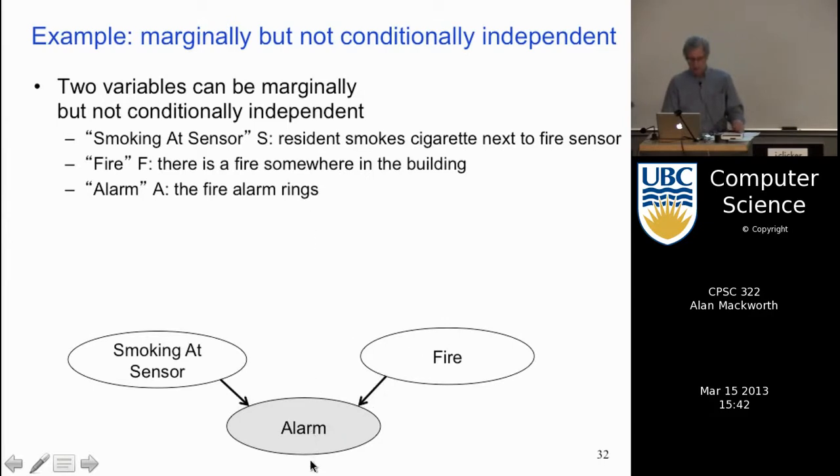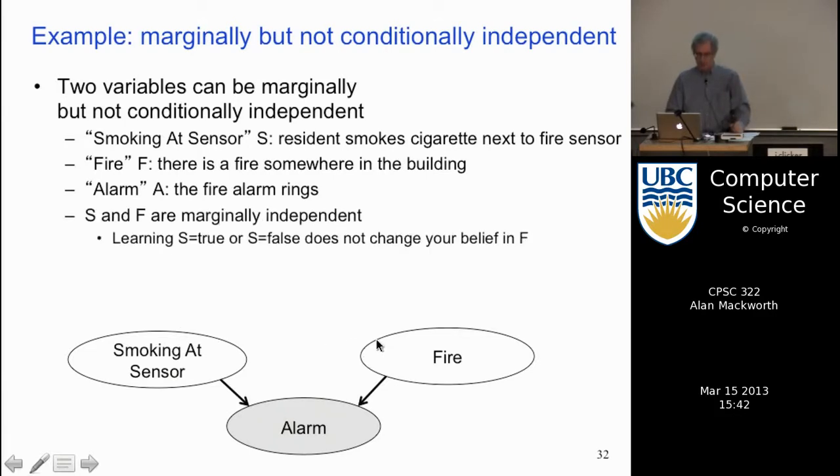So the more I go down here, the further along I am in time. And fire causes alarms. Smoking at the sensor causes alarms. But neither of these cause each other. They're completely independent. They're uncorrelated events. Right? So these are marginally independent. But they're not conditionally independent, and we can see that, right? So it says here, they're marginally independent. If I tell you this is true, it still doesn't tell you whether or not there's a fire. It gives you no information about that.